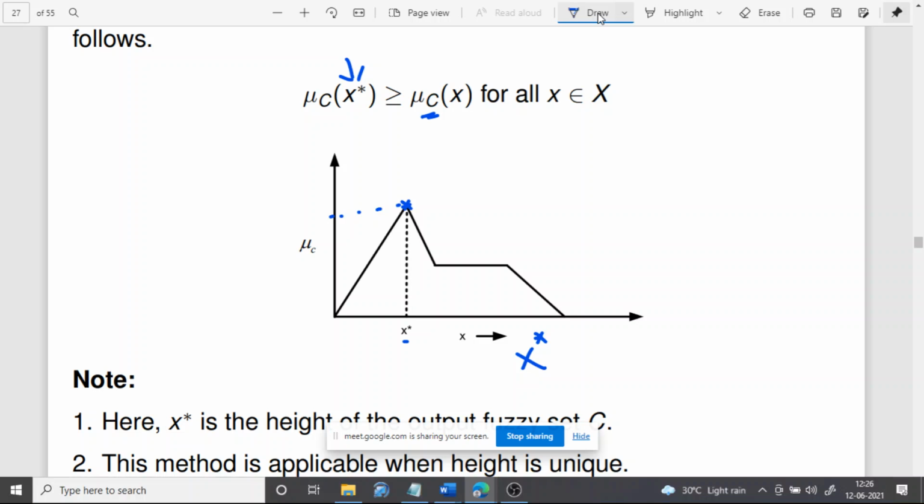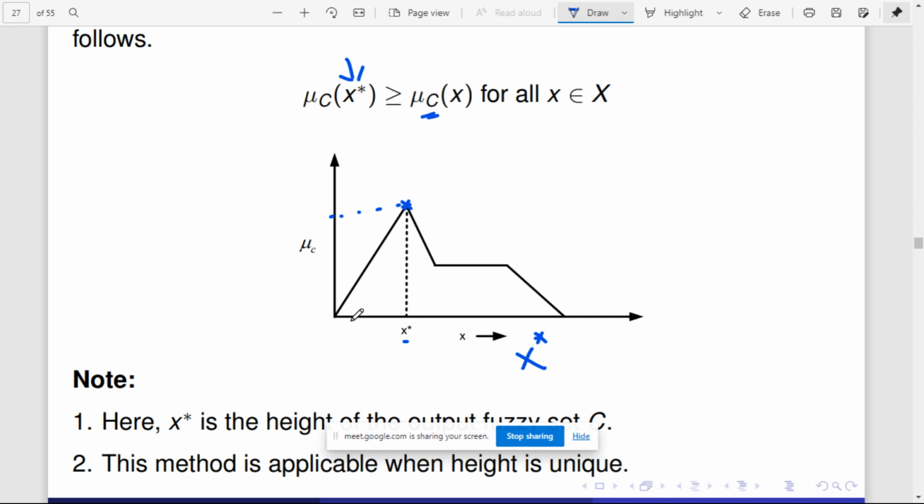For example, say these are the x values 0, 1, 2, 3. If x star is 3, and for that value of x you get the highest membership value, then this 3 will be considered as the defuzzified value. That means anything greater than or equal to 3 we will treat as 1, and anything less than 3 we will treat as 0, right?